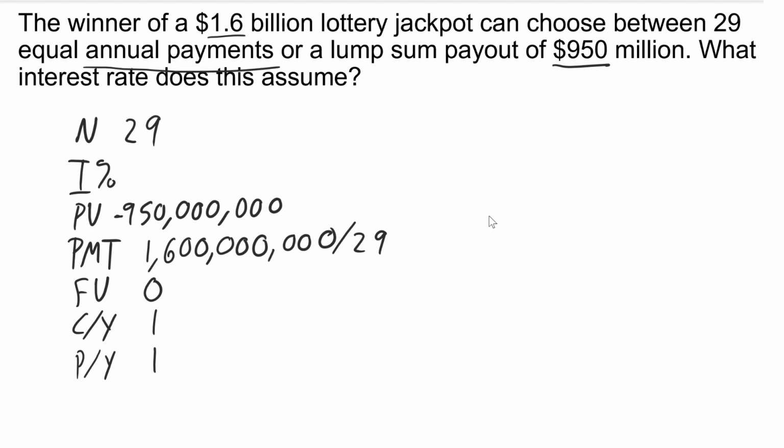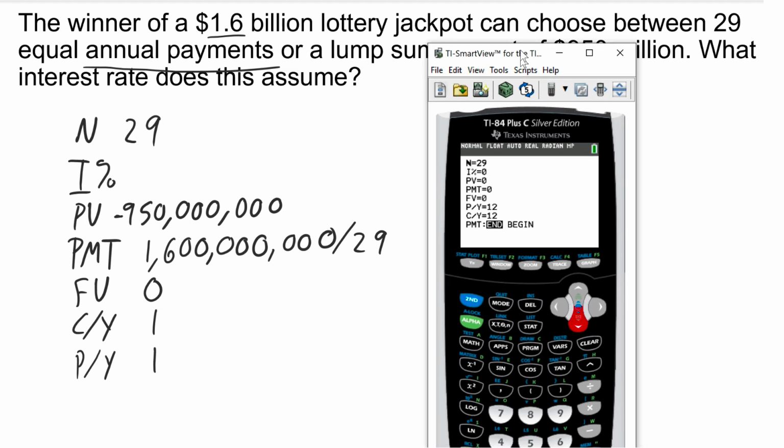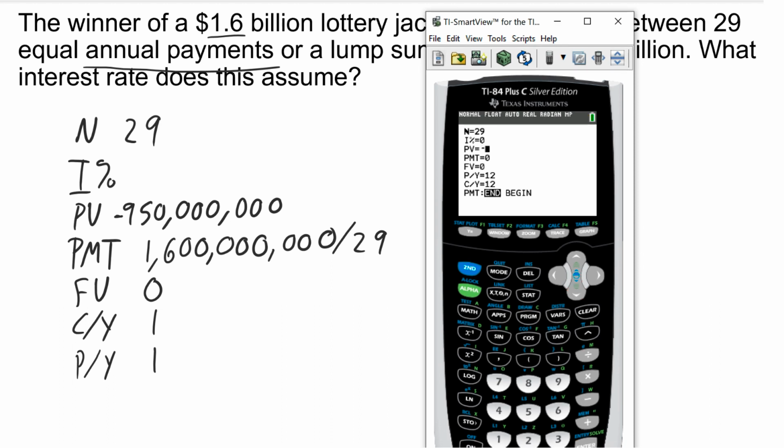All right, so let's grab our TVM solver. Our N is 29. It's the number of years, which is also the same as the number of payments in this case, since it's 1 per year. Interest rate is what we're trying to figure out. Present value, that is going to be, got to get down to my negative button. There we go. A negative $950 million. Actually, we don't need a comma there. Let's delete that. All right, $950 million.